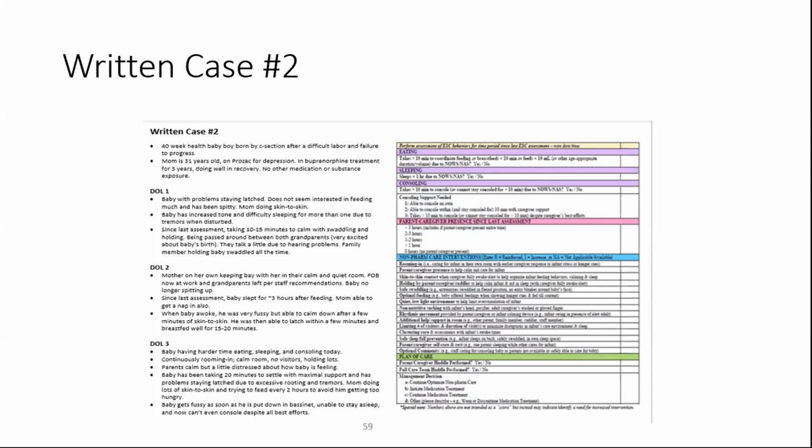On day 3, he's having a harder time consoling today. He's continuously rooming in, no visitors, and being held lots. Parents are calm but a little distressed about how baby's feeling. Baby's been taking 20 minutes to settle down with maximum support, has problems staying latched due to excessive rooting, tremors. Mom's doing lots of skin to skin. She's trying to feed every 2 hours to avoid him getting too hungry, and baby's fussy.